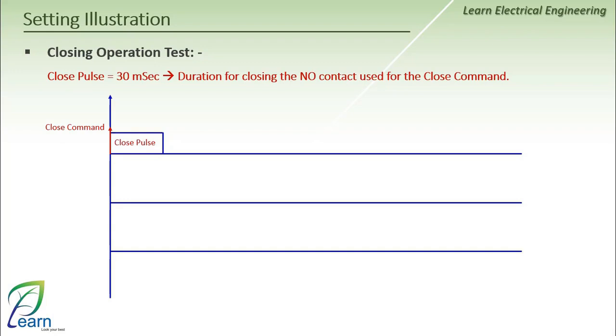Does the close coil need to remain energized until the breaker closes? No, of course not. As soon as the close coil engages and releases the circuit breaker spring mechanism, its role is finished, and the circuit breaker spring mechanism becomes responsible for closing the circuit breaker.